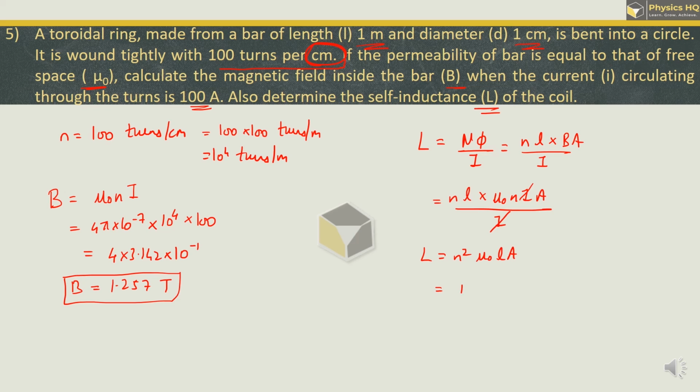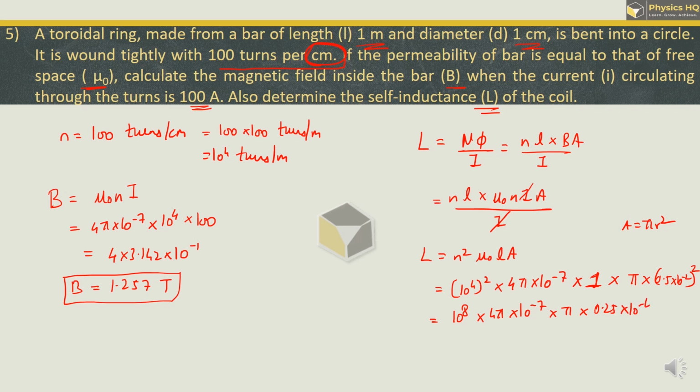Let us put all the values. n we have got 10 raised to 4 squared. Mu naught is 4 pi into 10 raised to minus 7. Length given over here is 1 meter, and area can be calculated by the formula pi r square. Radius will be half of diameter. So diameter is 1 centimeter, it will be 0.5 centimeter. So radius is 0.5 centimeter, but we will convert this into meter by multiplying by 10 raised to minus 2, the whole square, because area is pi r square. This is 10 raised to 8, 4 pi, 10 raised to minus 7 into pi into 0.5 squared, which will give us 0.25 into 10 raised to minus 4.